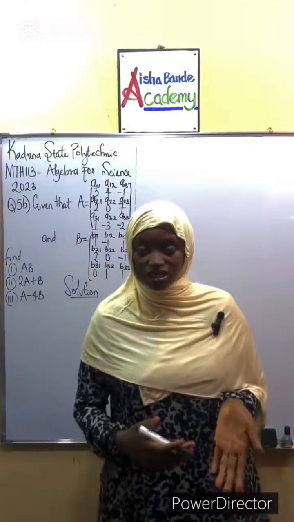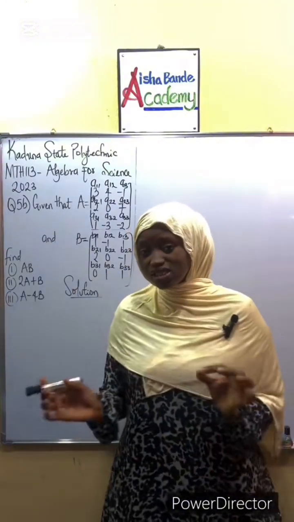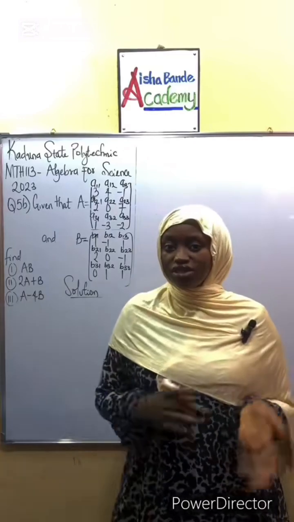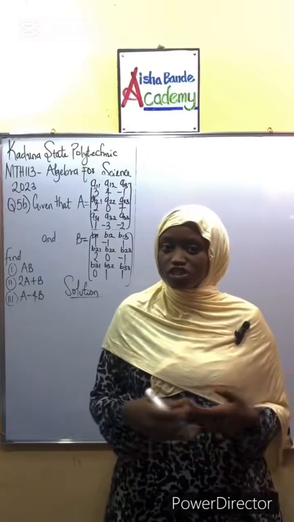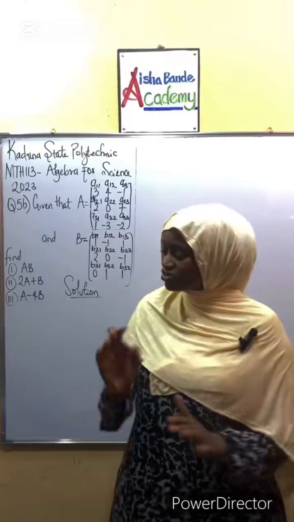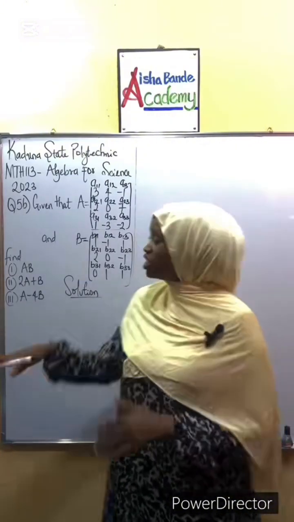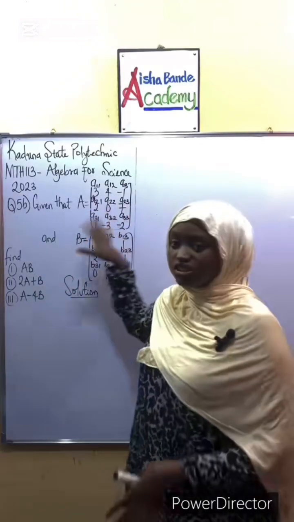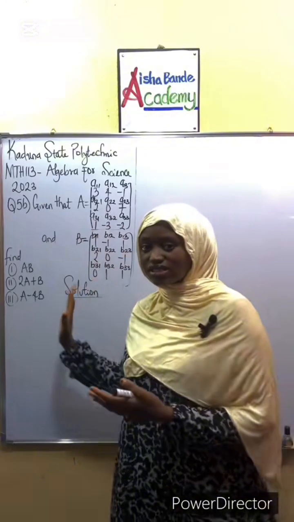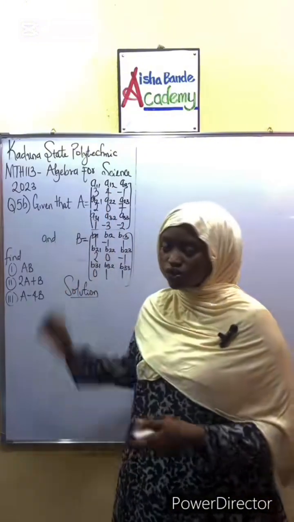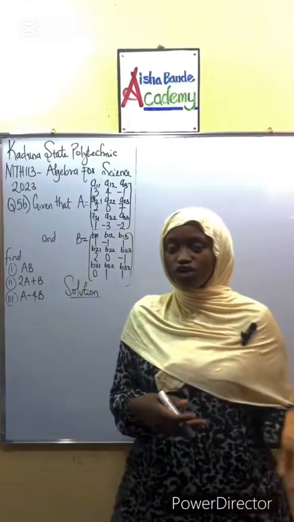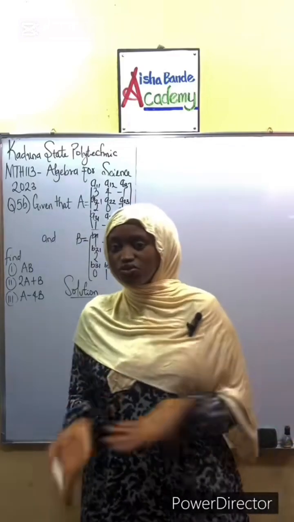But before we begin, I would love to explain what we mean by matrices and also the real life application. Matrices are rectangular arrays of numbers, symbols, or expressions that are arranged in rows and columns. So basically, matrices are in rows and columns. The rows are the ones on the horizontal axis, while the ones on the vertical axis are what we call the columns.